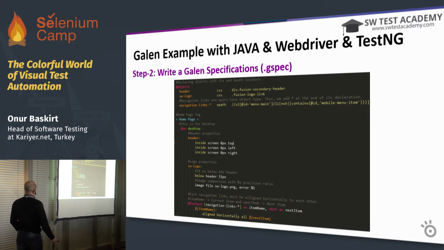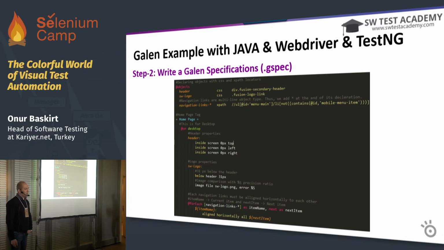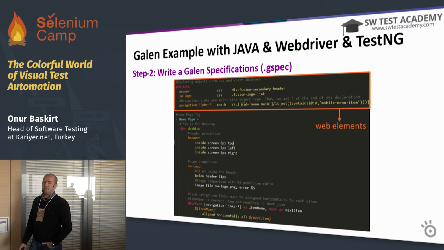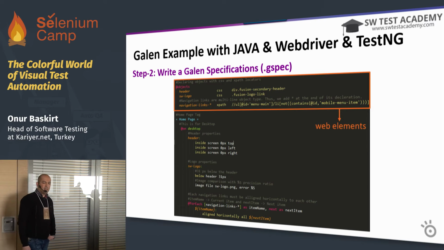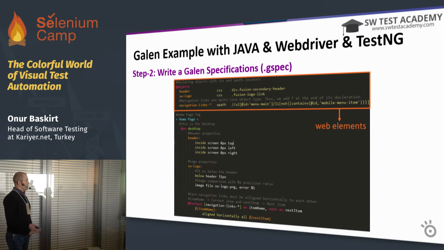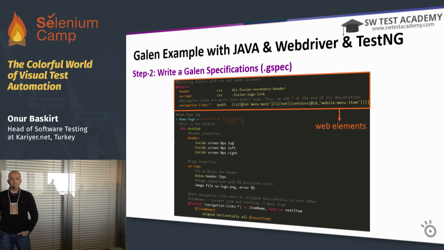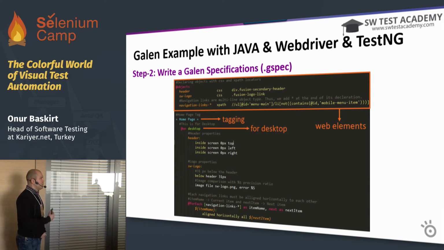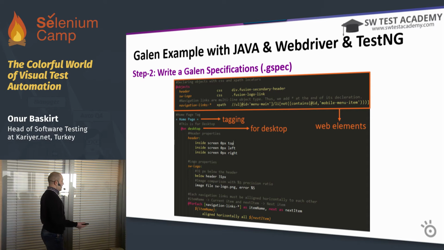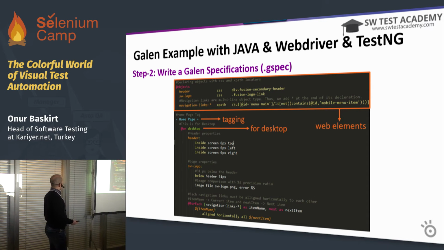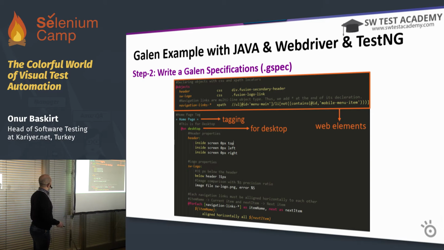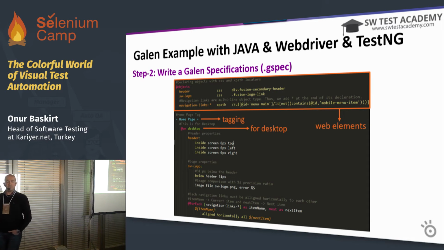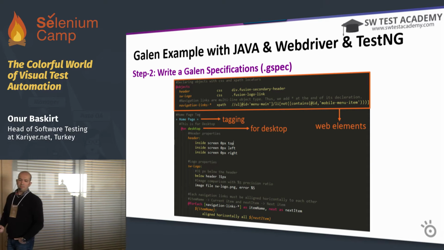How to write those specification files: first you have to declare your web elements with CSS or XPath. If you do it with CSS, go on with CSS. Then if you want, you can add some text, and you can group your elements. Here I am doing this test for desktop, and I use add-on desktop. If I do this for mobile, I will use add-on mobile.